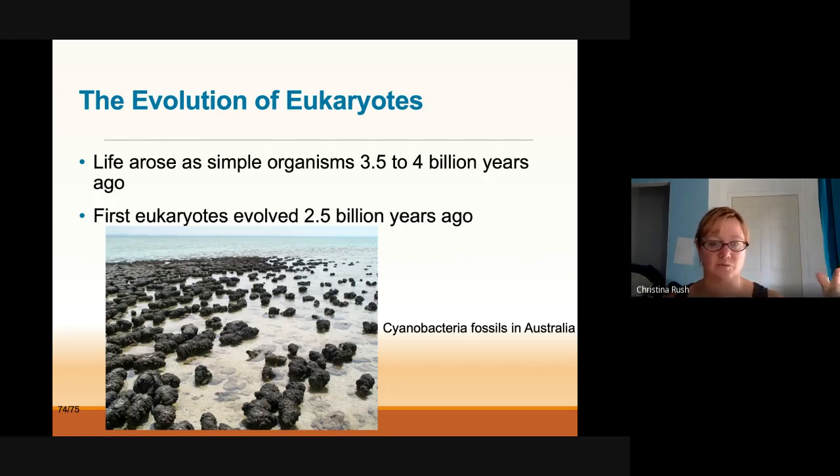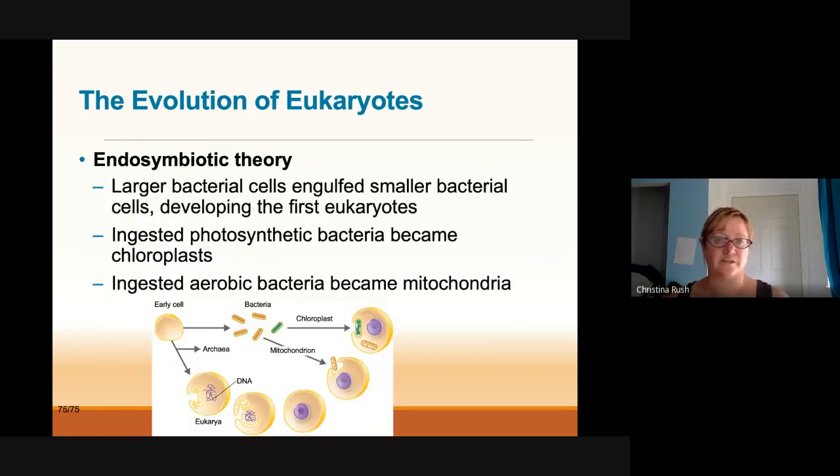So a lot of oxygen was released from the oxidation of this iron, and all of a sudden all of these organisms were saying, well, what do I do with this oxygen? And there were a few little guys that could use the oxygen to make energy. And so one engulfed another. You get your first eukaryote. So this is our endosymbiotic theory, where larger bacterial cells engulfed smaller bacterial cells, developing the first eukaryotes. And this happened twice. We have ingested photosynthetic bacteria to become chloroplasts, and then ingested aerobic bacteria to become the mitochondria.